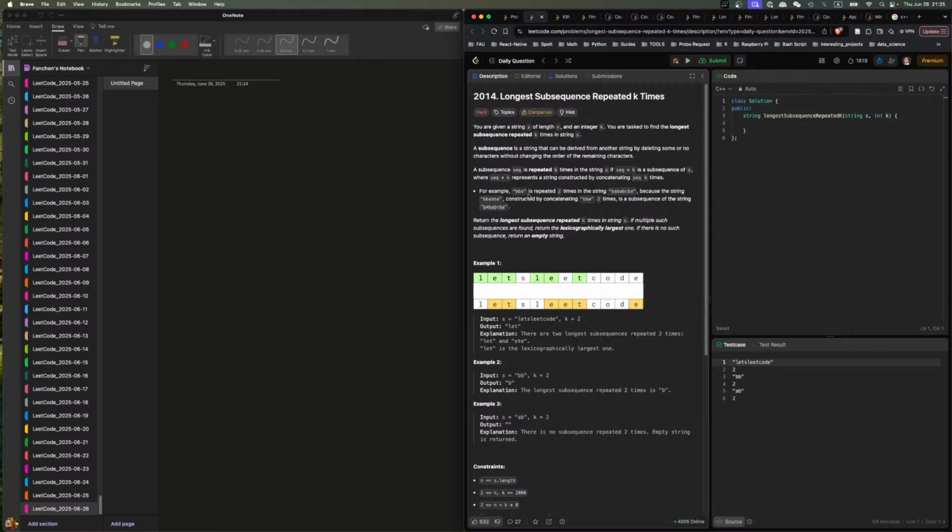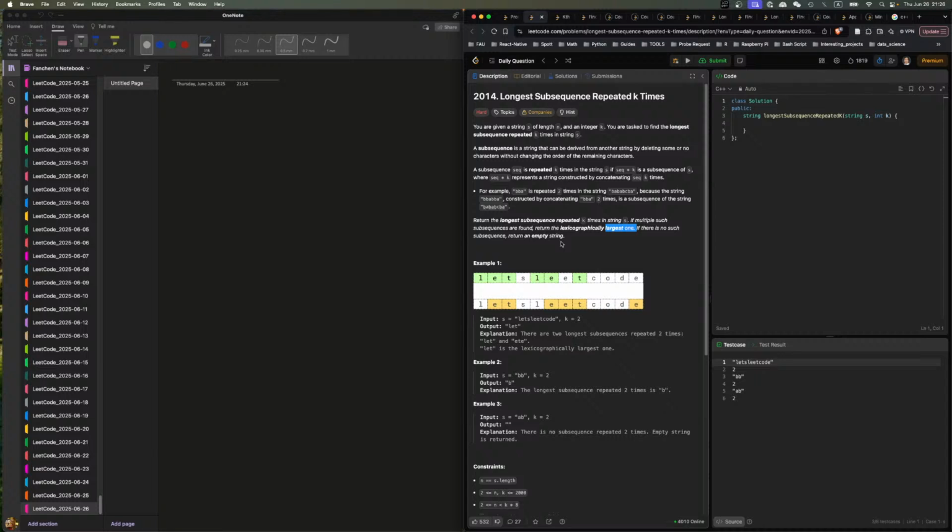For example, BBA is repeated 2 times in the string because the string BBA constructed by concatenating this 2 times is a subsequence of the string. Return the longest subsequence repeated k times in the string. If multiple such subsequences are found, return the lexicographically largest one. If there's no such, return an empty string.